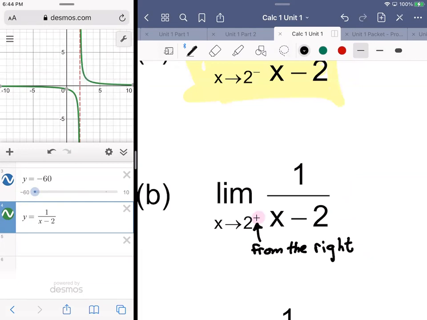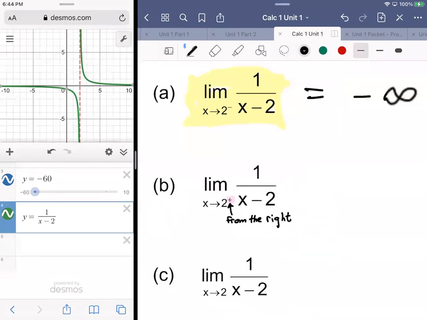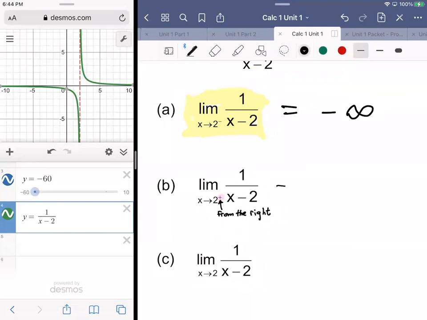So I would follow my graph coming from the right and see what's happening to the y values as they get closer and closer. As I decrease my x values towards the 2, what's happening with the y? It's increasing. Just a question of in what way is it increasing? It's increasing without bound. It's going to infinity.